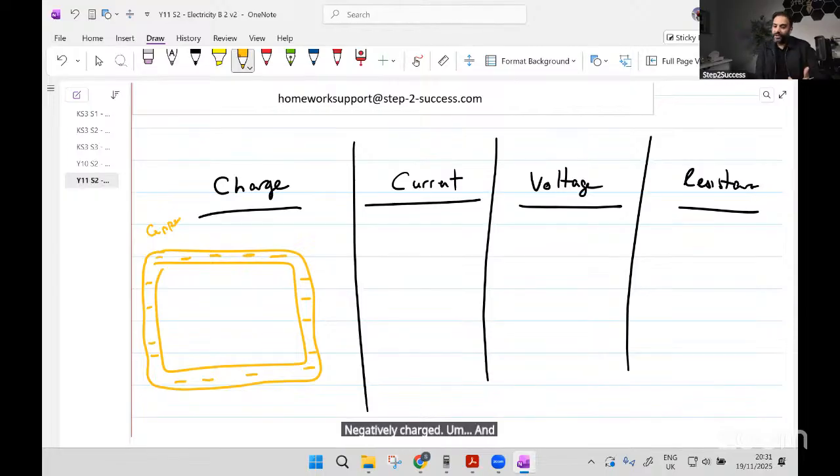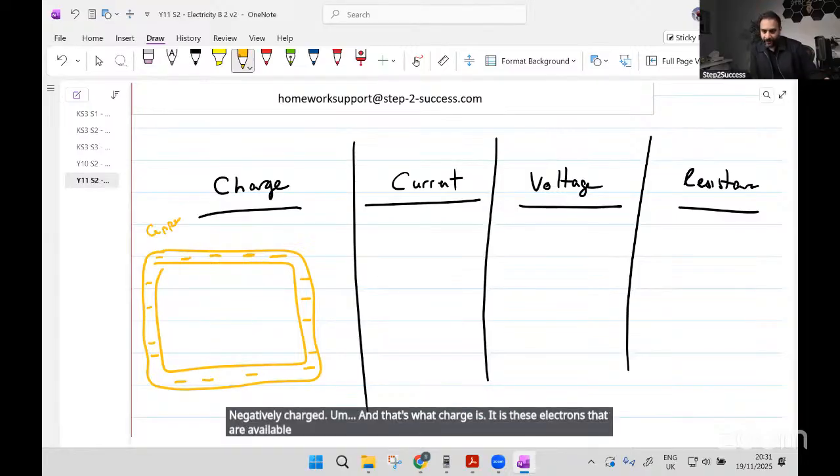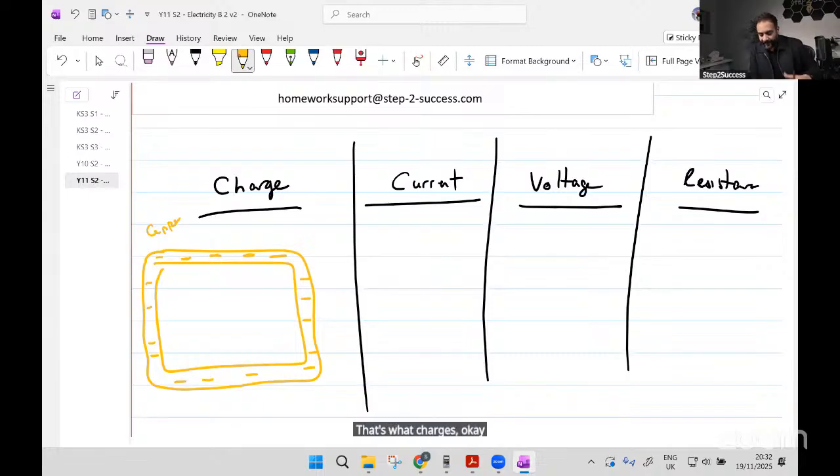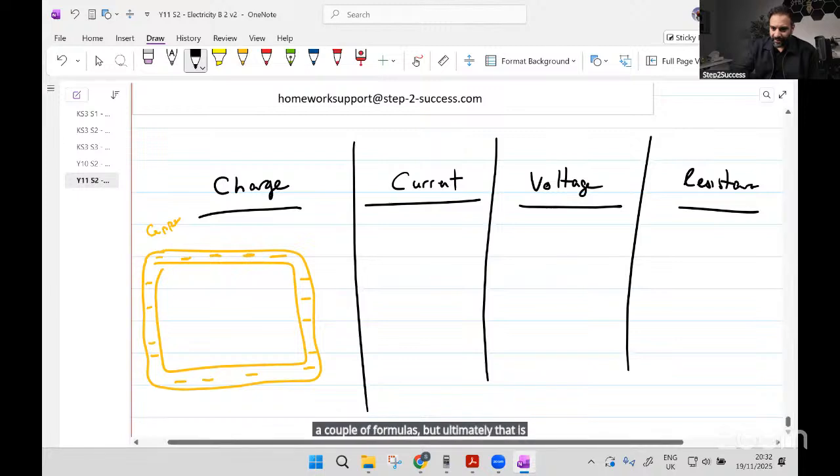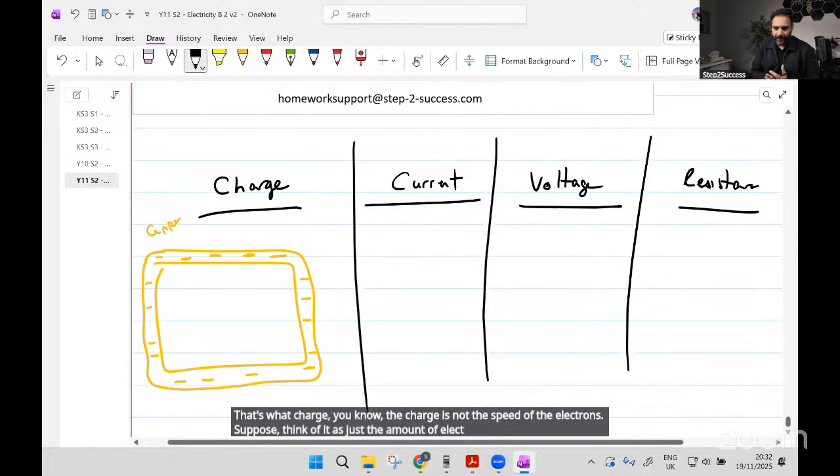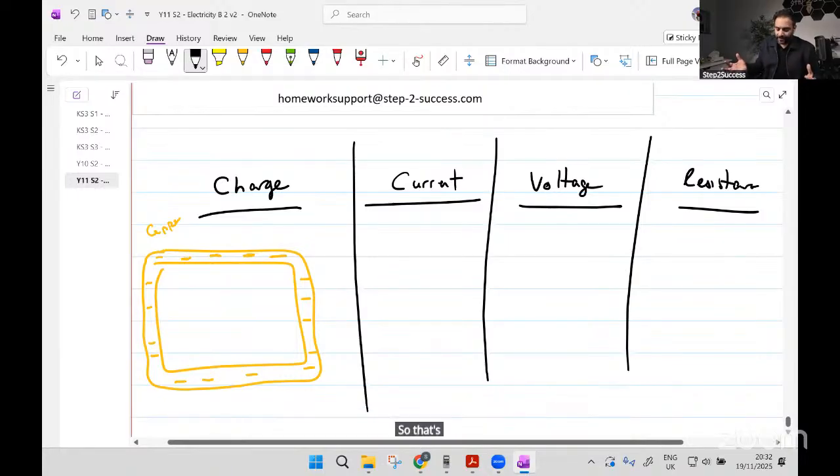And that's what charge is. It is these electrons that are available within the material to move around. That's what charge is. Okay. And it can be calculated by doing a couple of formulas, but ultimately that is kind of what charge actually is. The charge is not the speed of the electrons. Think of it as just the amount of electrons that are available. So that's what the charge is. It is just how many electrons there are, basically.